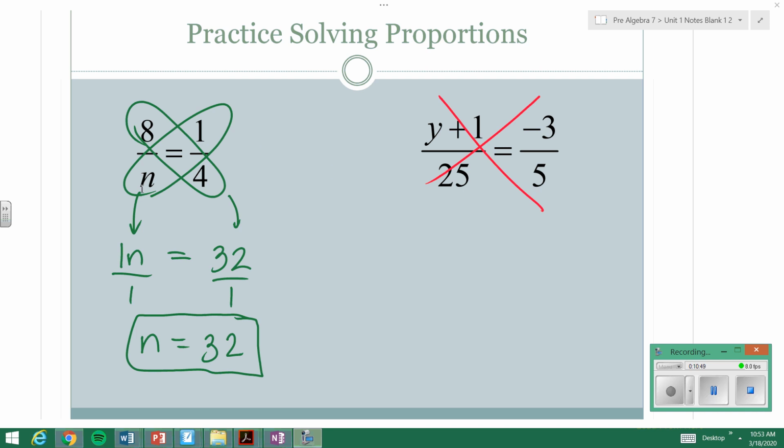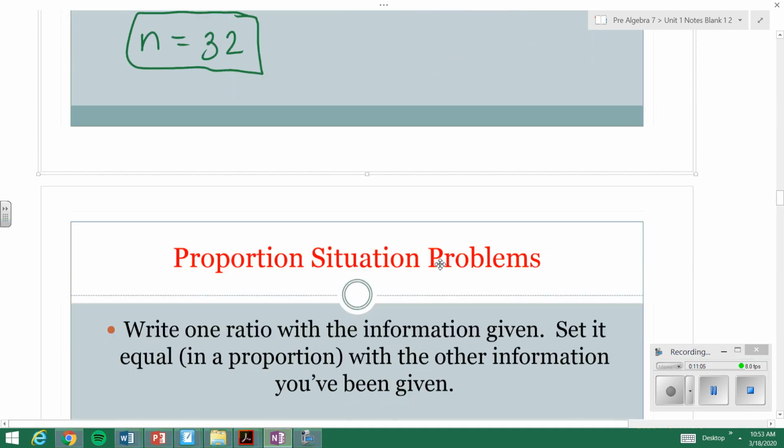Even when n, the missing variable, was in a denominator, you can use this cross product equation, the equation of cross products, to be able to solve for any missing component no matter where it is. So hopefully that gives you a good insight of how to solve a proportion, right?